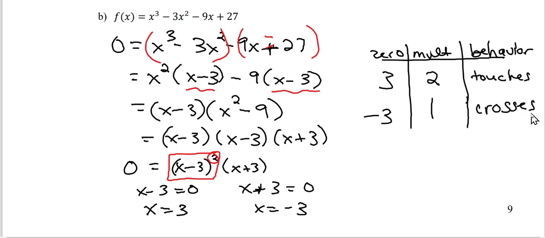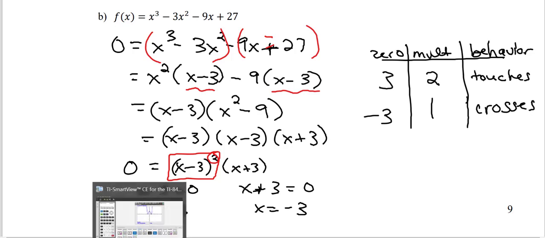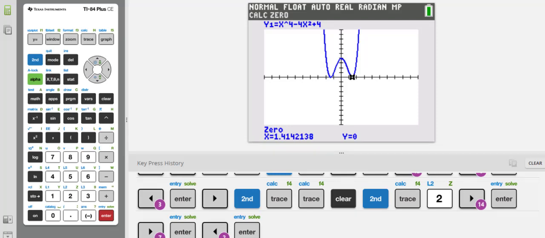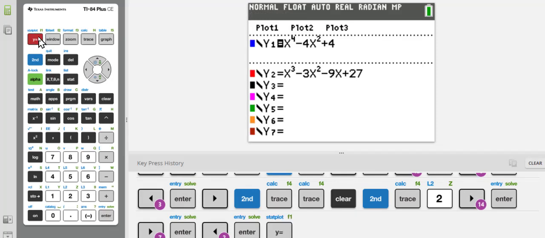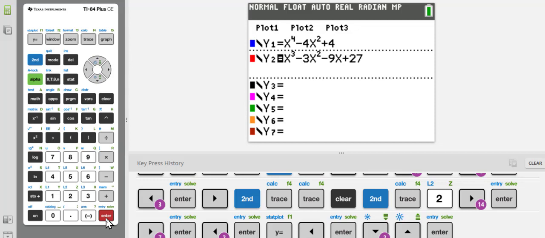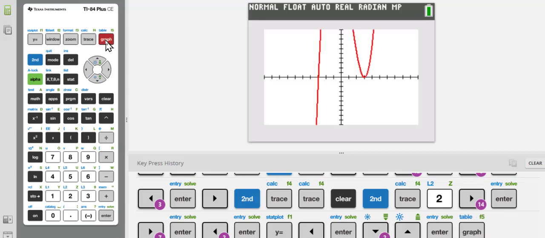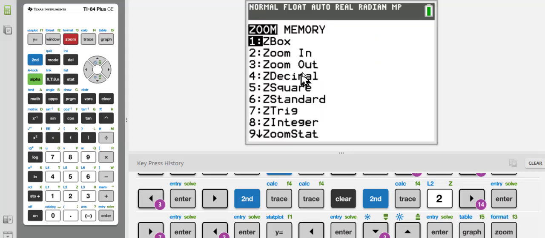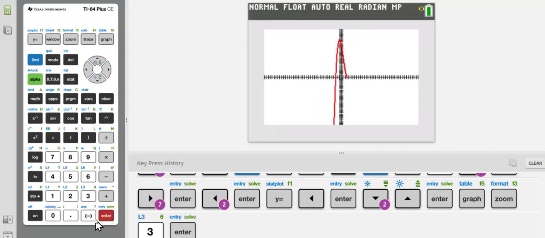Let's take a look at the graph of this function and see if it does behave the same way that we just found. I'm going to turn this one off and turn this one on. You do that by just hitting enter on the equal sign. Go ahead and graph here. Might need to zoom out a little bit so that I can see a better picture. So I go to zoom and number 3 and then hit enter. So that kind of gives you a better idea here.